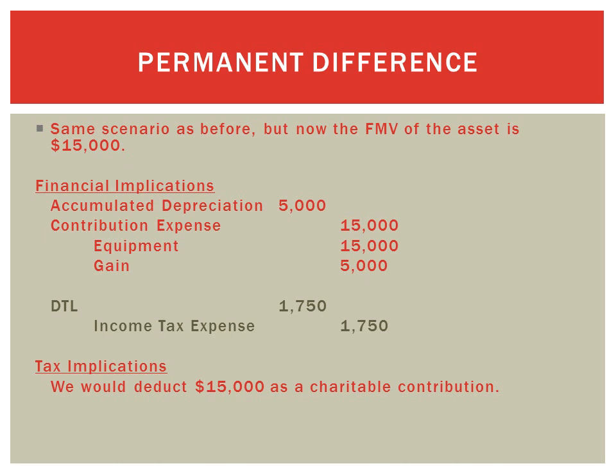Therefore, you have a permanent favorable difference of $5,000 because for financial purposes, you are able to expense the $15,000 of charitable expenses, but it is also offset by the $5,000 gain. So for financial, you in effect have a $10,000 expense, but for tax, you have a $15,000 deduction.